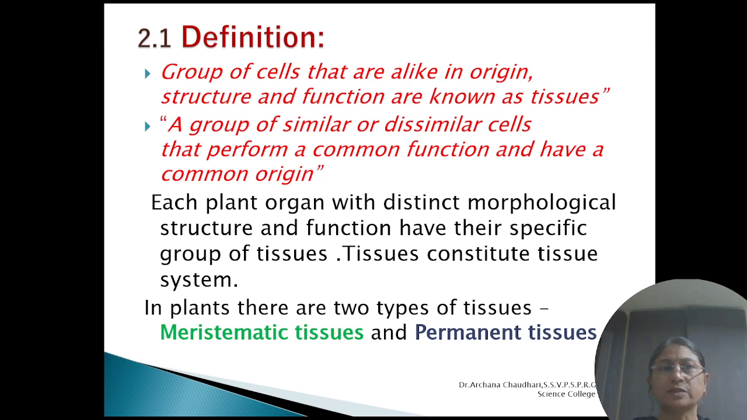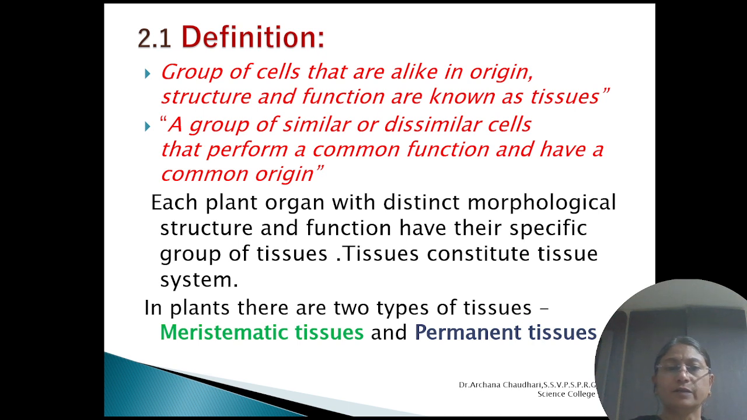What are tissues? The definition is: a group of cells that are alike in origin, structure and function are known as tissues. In other words, a group of similar or dissimilar cells that perform a common function and have a common origin. Each plant organ with distinct morphological structure and function has its specific group of tissues. Tissues constitute the tissue system.